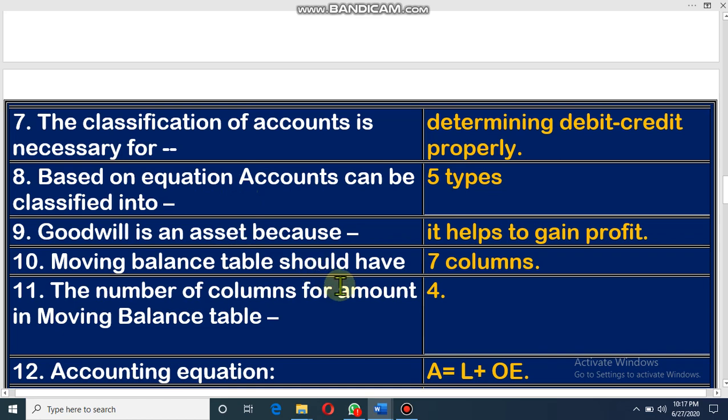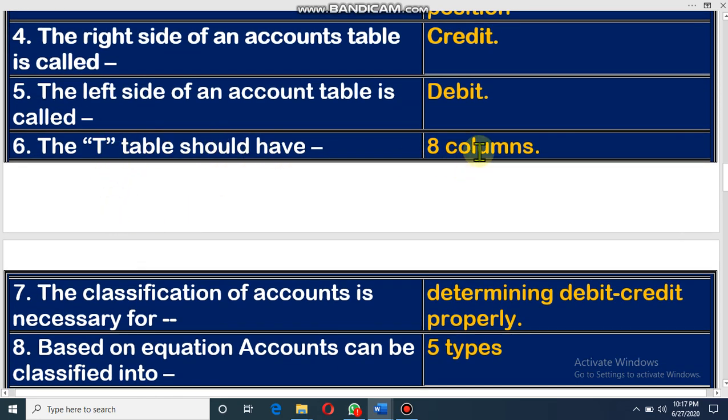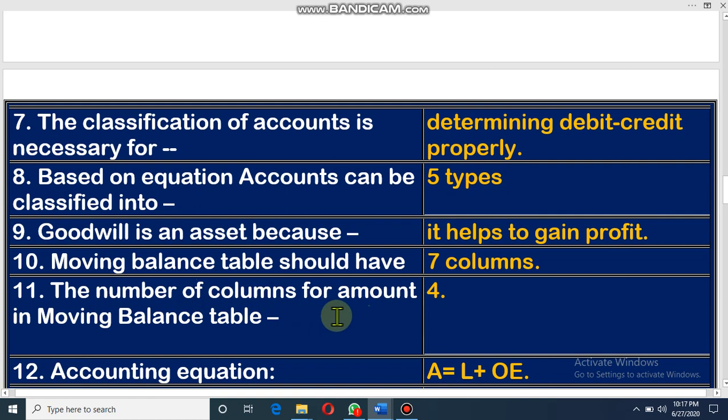Moving balance table should have 7 columns. Dear student, earlier I told you that the T table format has 8 columns and the moving balance format has 7 columns. The number of columns for amount in the moving balance table is 4. In the moving balance format there are 4 columns for writing money.